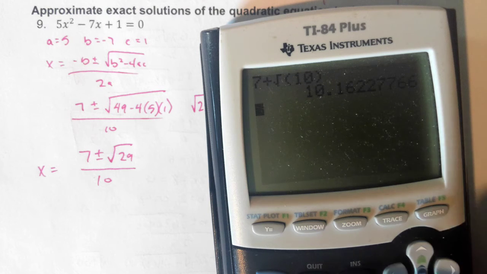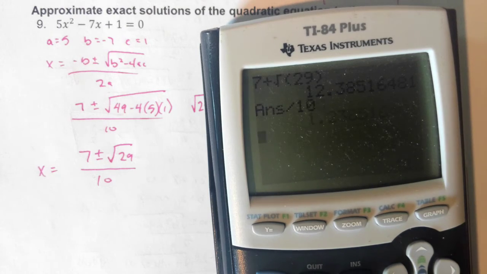Oh, why did I say 10? Shoot, sorry. 7 plus the square root of 29 divided by 10. Rounded to the nearest tenth would be 1.2.